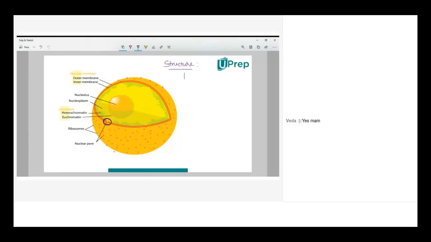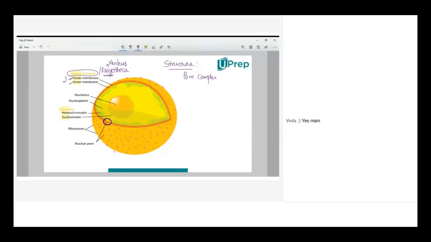Then the most important aspect related to structure of nucleus is the pore complex. Remaining are simple things which you can understand by the terminology itself. Outer membrane, inner membrane are the two membranes of the nuclear envelope. Nuclear envelope is also called karyotheca. So karyon always stands for the term nucleus. So karyotheca or nuclear envelope is the outer membrane, which is a double membrane.